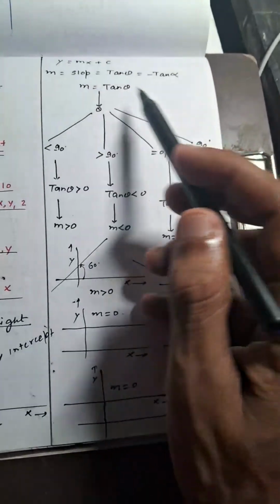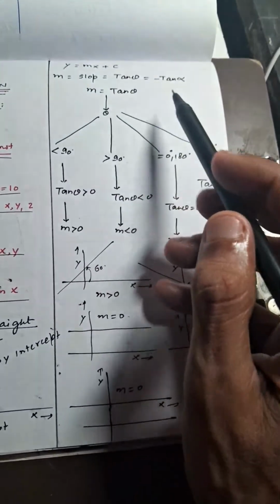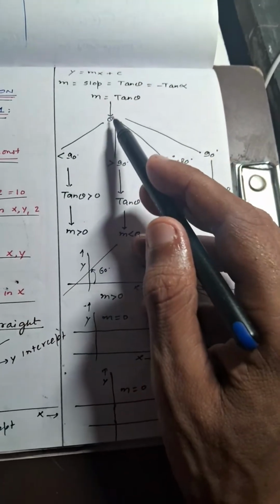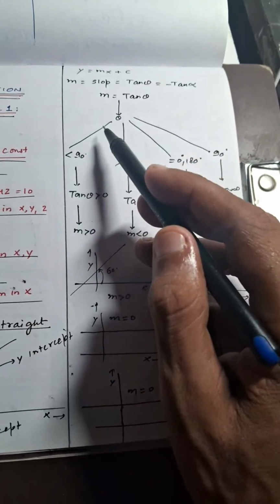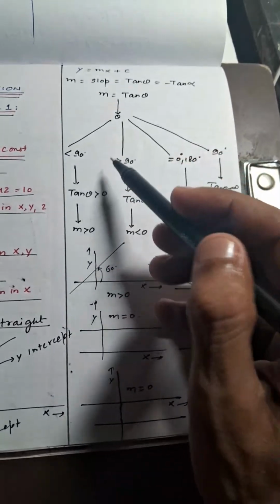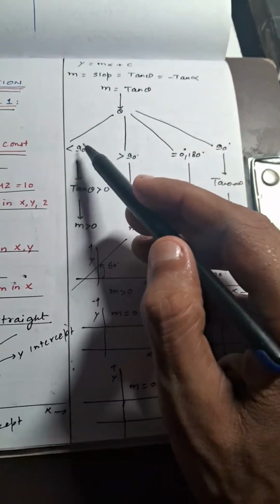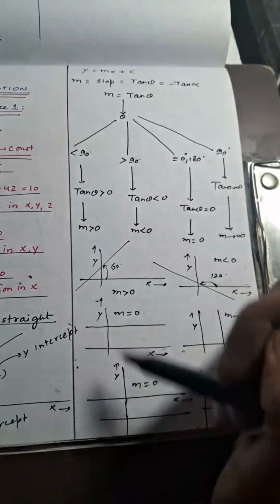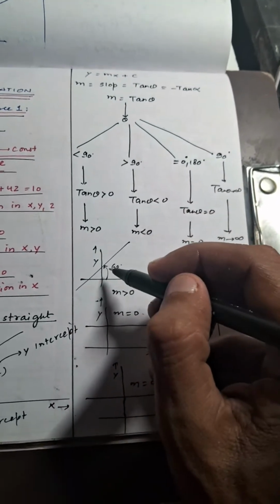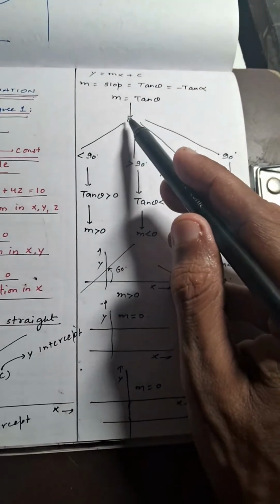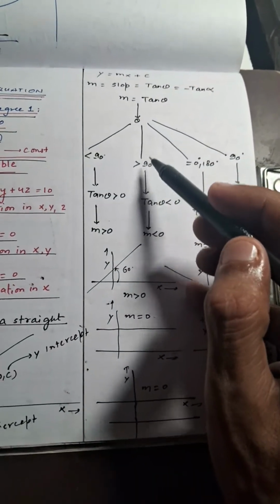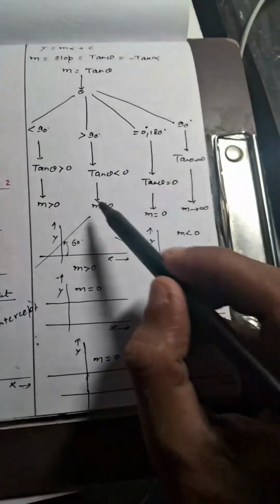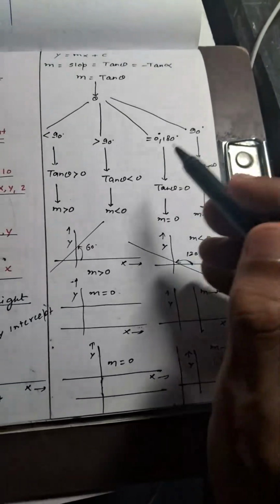Now there is angle dependency on the slope, and we have various possible cases on the slope. So slope is equal to tan theta. Now based on different values of theta, we have different possibilities for slope. For example, if theta is less than 90 degrees, that means tan theta will be positive, so slope will be positive. So the graph will look like this. In the next case, if theta is greater than 90 degrees, that means the angle is obtuse, then tan theta will be negative, so slope will be negative. It will look like this for the negative slope.